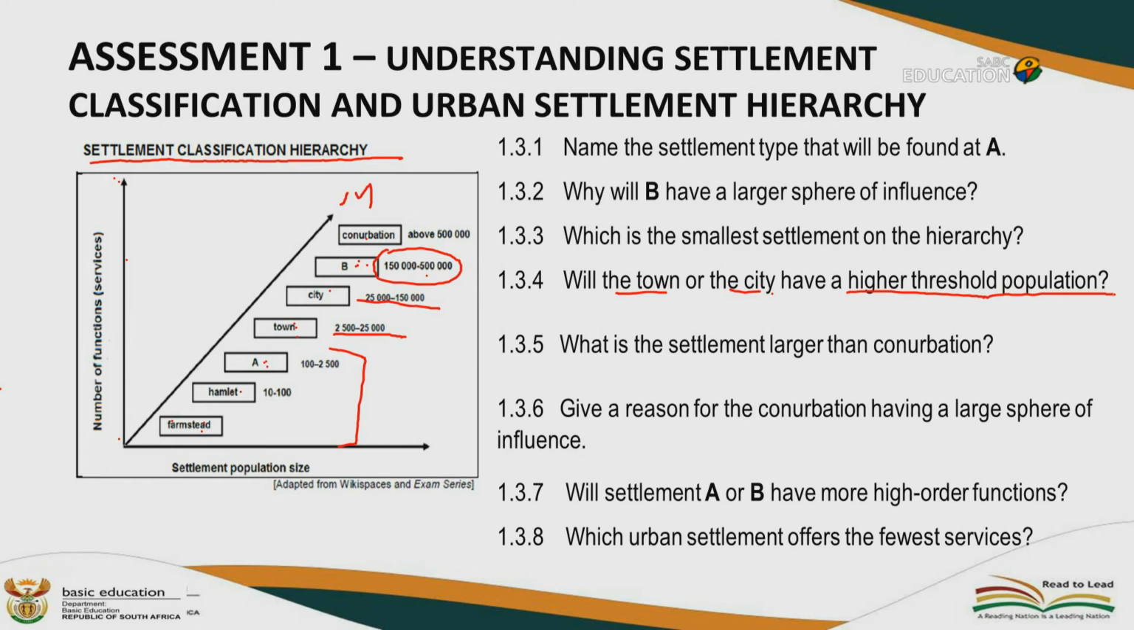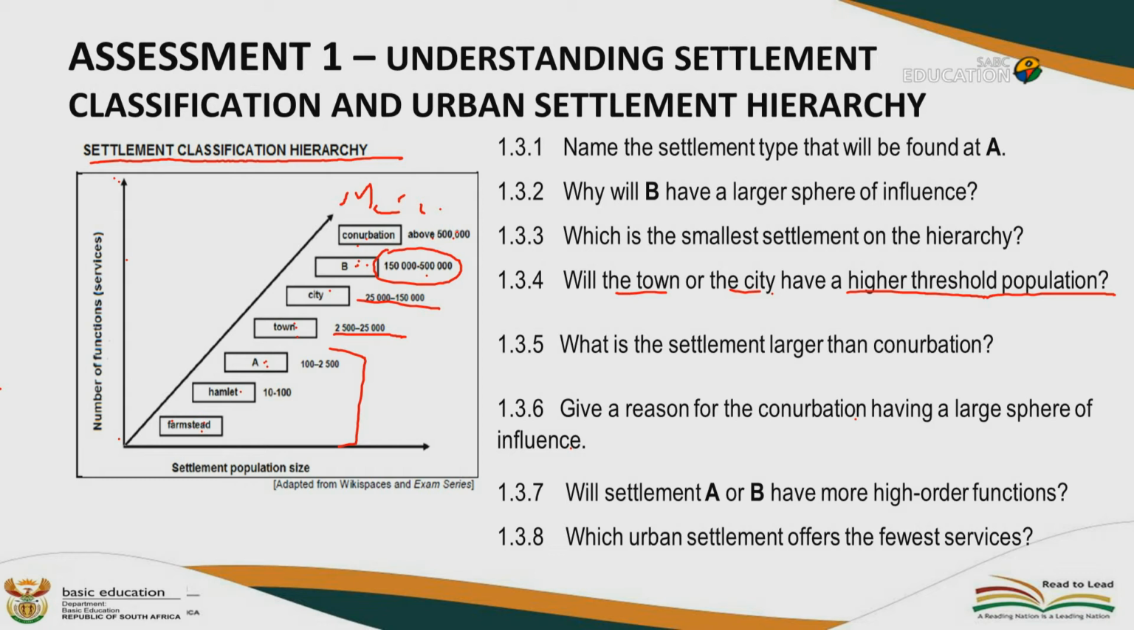What is the settlement larger than conurbation? Remember when we were labeling, I did indicate that we do have megalopolis here. So that will be the answer, megalopolis. And then we do have the next question. They said, give a reason for conurbation having a larger sphere of influence. It's because it has more functions. Remember, we said when we go up, functions increase. And then the second last: will A or B have more high order functions? Obviously, B will have high order functions.